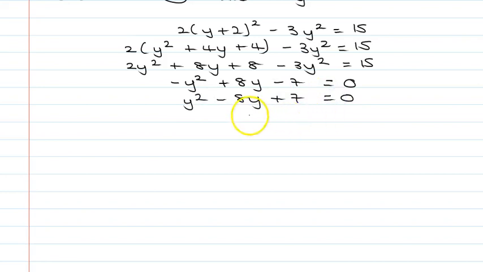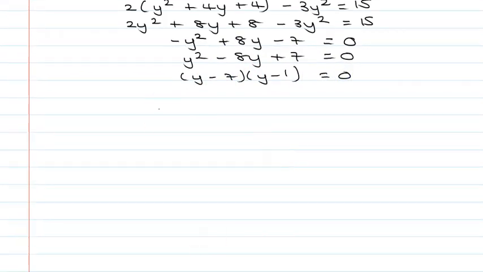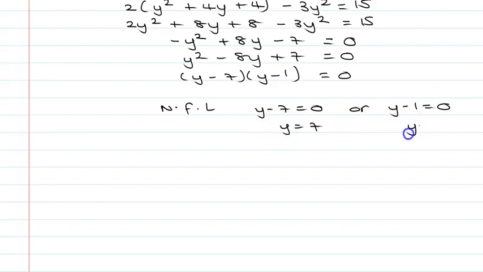Then it's just a case of factorising, and obviously by now you should be fairly competent at factorising. So it's got to be minus 7 and minus 1 to give me the positive 7 there, and minus 7 minus 1 makes the minus 8. Now, solving using the null factor law tells me that y minus 7 equals 0, or y minus 1 equals 0. So therefore y equals 7 or y equals 1. So we found two clear solutions here.